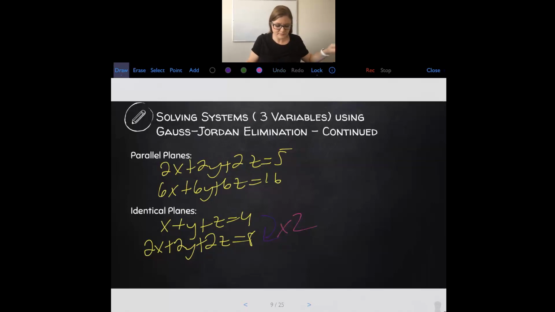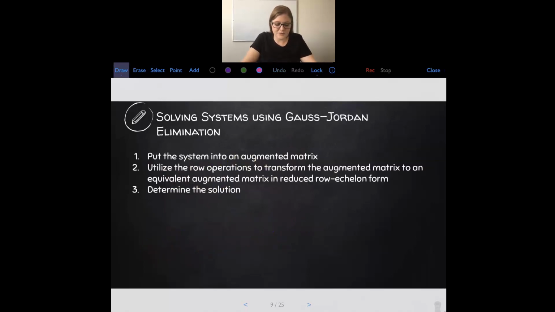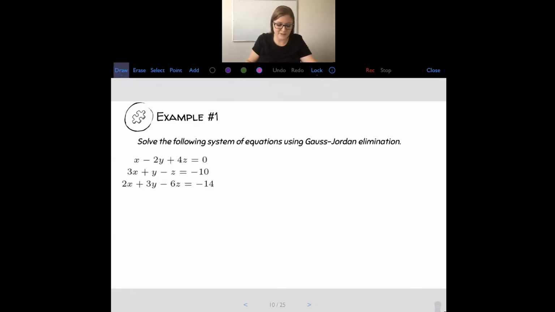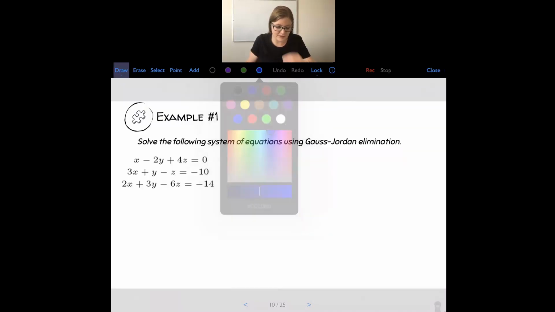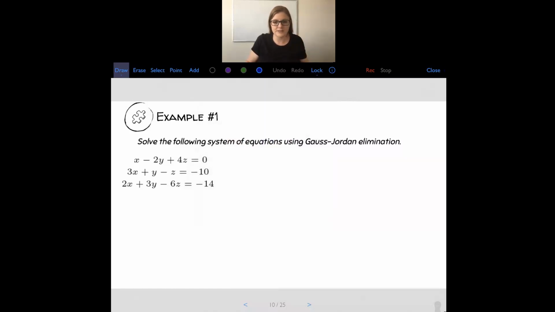Okay. All right, so solving systems using Gauss-Jordan elimination, it's very similar. We just take a few extra steps to make sure that our matrix is in reduced row echelon form. Example 1, solve the following systems of equations using Gauss-Jordan elimination. So we have our three equations. The first thing is to put them into the augmented matrix.